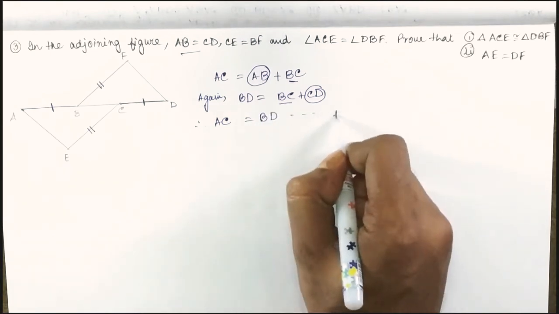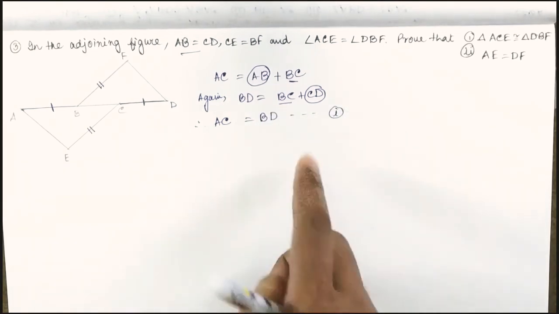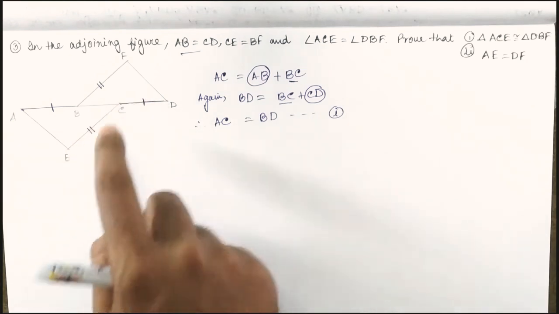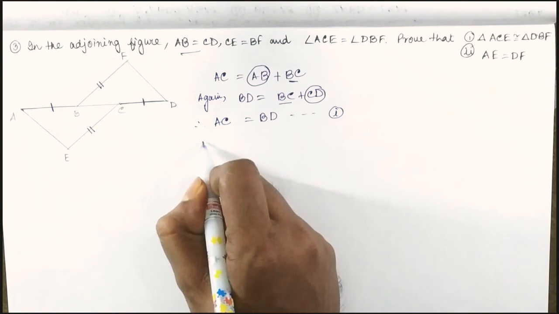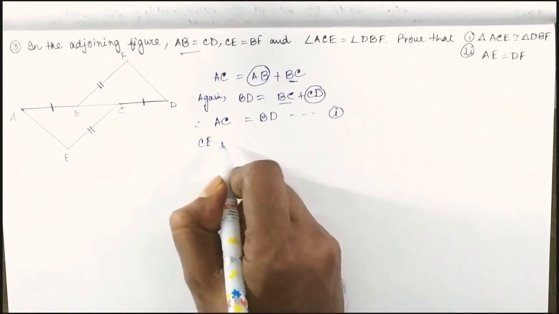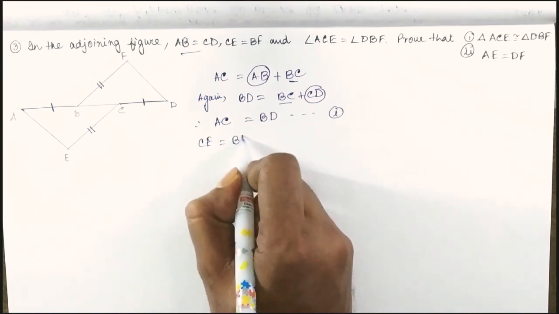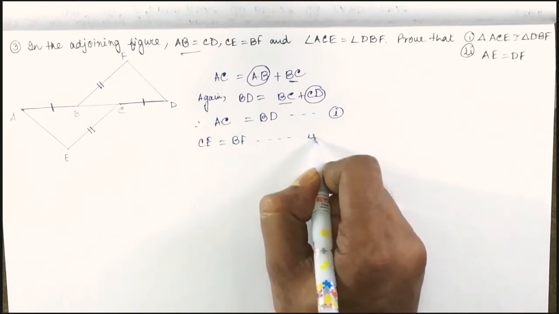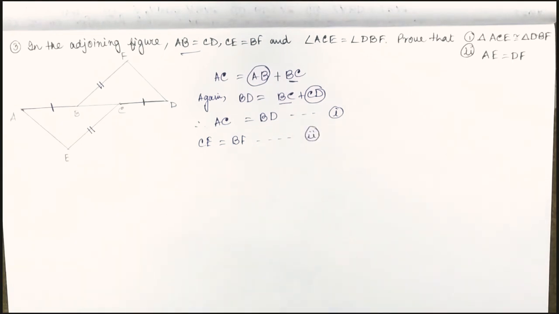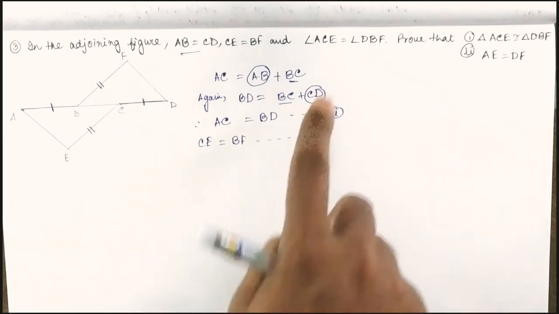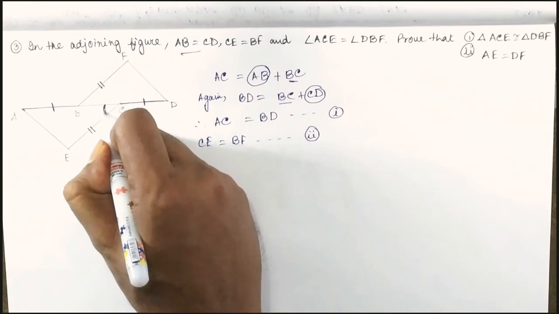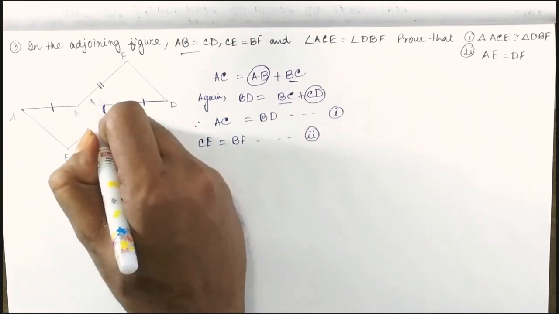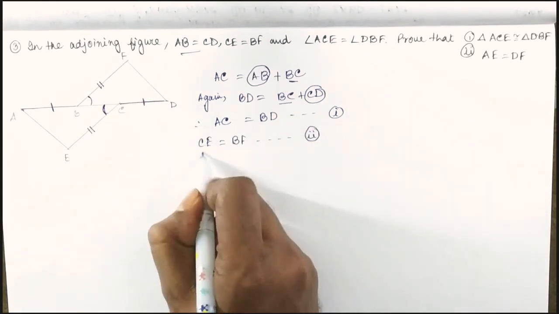So this is our first point. Now next, see, this side CE in triangle ACE and BF in triangle BFD, that is also given equal. So CE equal to BF, this is also equal. So this is our point number 2. And we have to prove one more point. So see, it is given that angle ACE, where is this angle ACE? It is situated over here. It is equal to DBF, meaning this angle. So it is given.